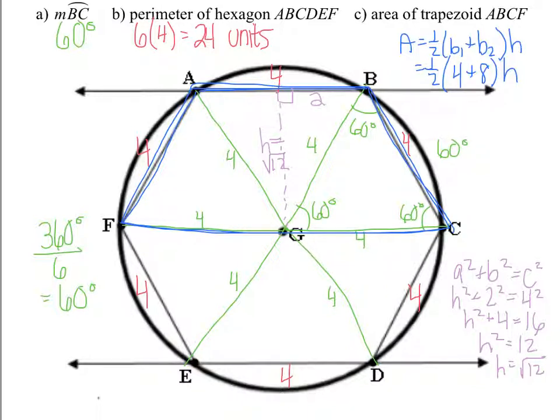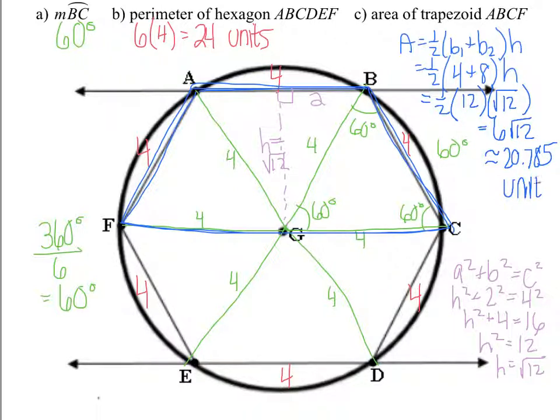So when I put it back in my formula, we have 1/2, 4 plus 8 is 12, times the square root of 12. 1/2 times 12 is 6, so we're going to have 6 root 12, and this rounds to 20.785. Now remember, it's going to be units squared. Don't forget your units. And that's going to be the area of trapezoid ABCF.